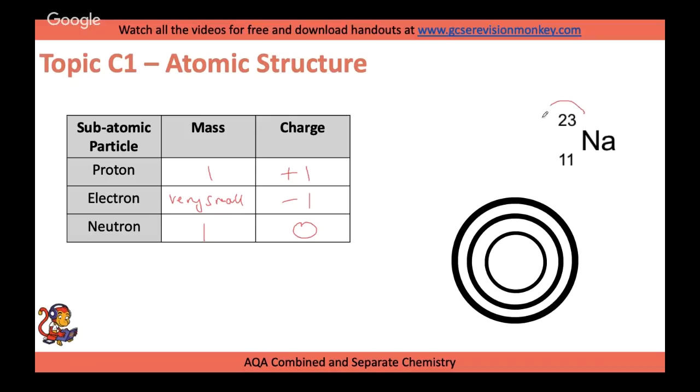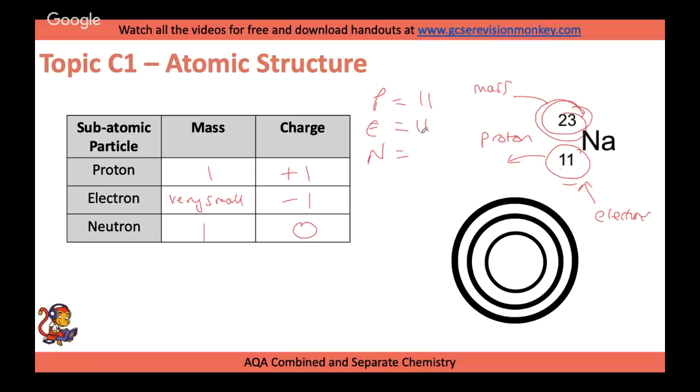On your periodic table, it'll give you a key to which number is which. So this is the relative mass, and this is the proton number. In an atom, there is the same number of protons as electrons. So this also tells you the number of electrons. So if you're asked to work them out, PEN, protons is 11, electrons is 11, and the neutrons is the mass, take away the protons, so there'll be 12 neutrons.